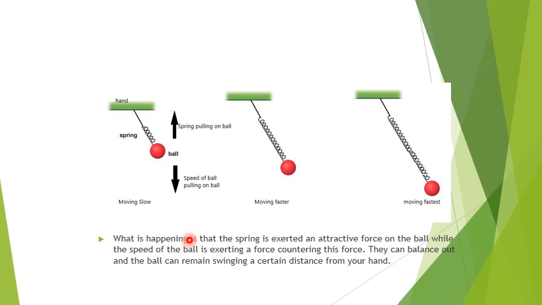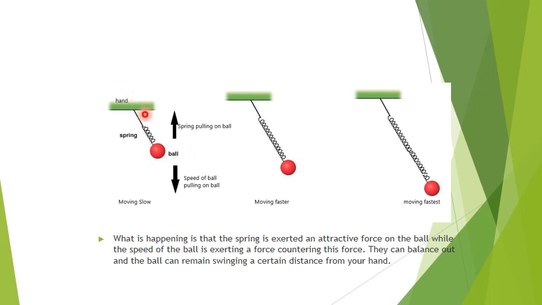So what is happening is the spring is exerting an attractive force. The spring is pulling the ball towards my hand, but on the other hand, the speed of the ball is pulling the ball away from my hand. They're not balancing each other out, but they counteract each other. And that's what we're going to see with the Earth and the Sun, and eventually electrons and protons.